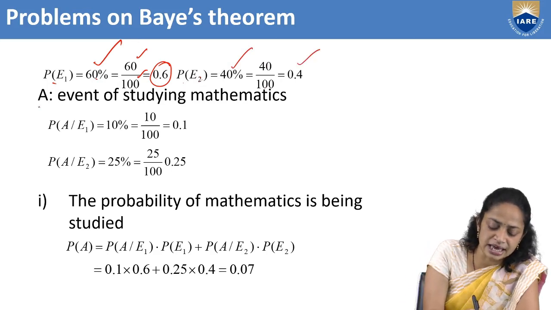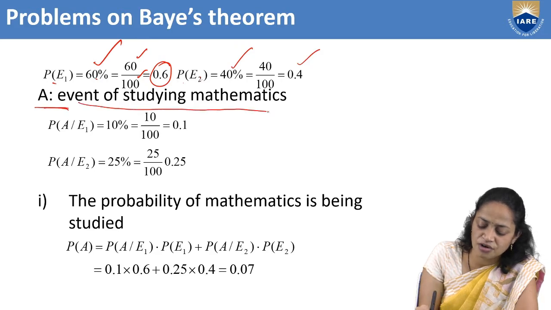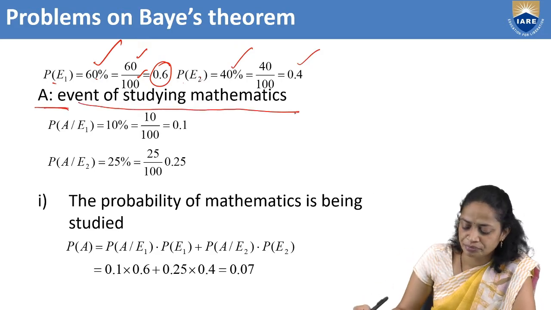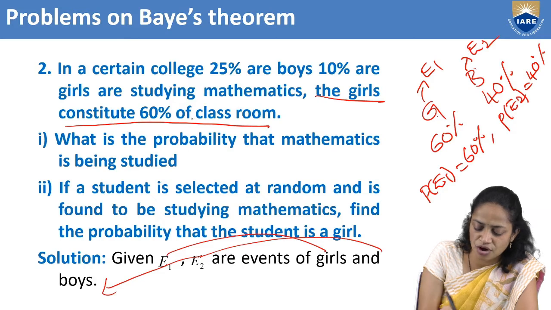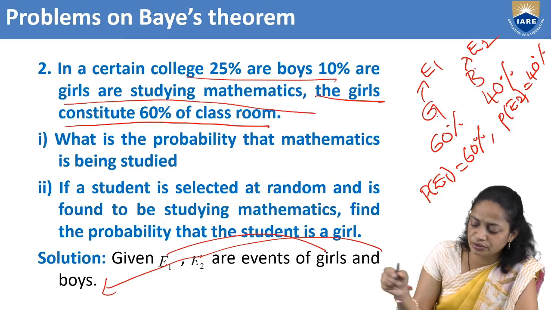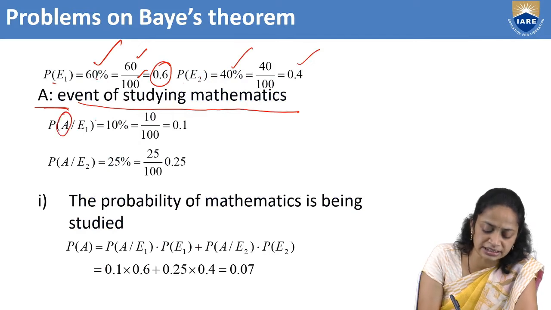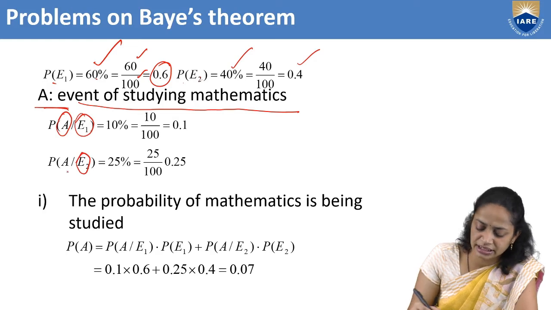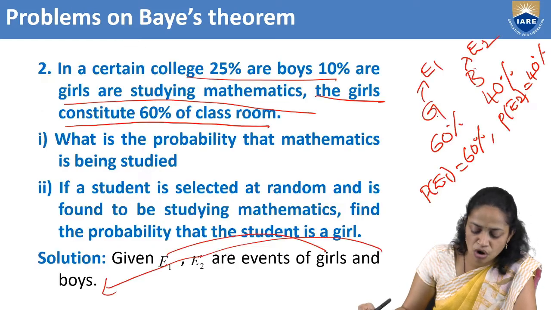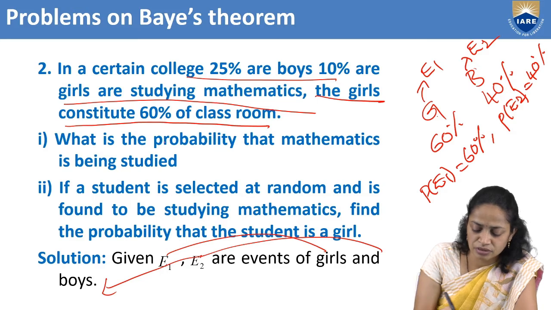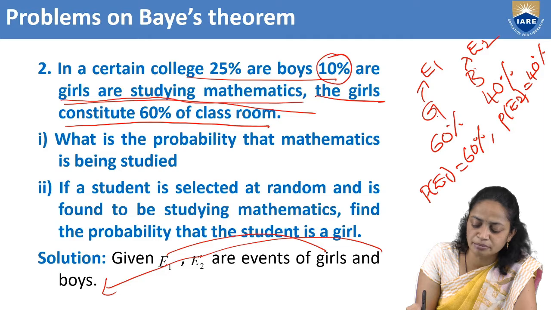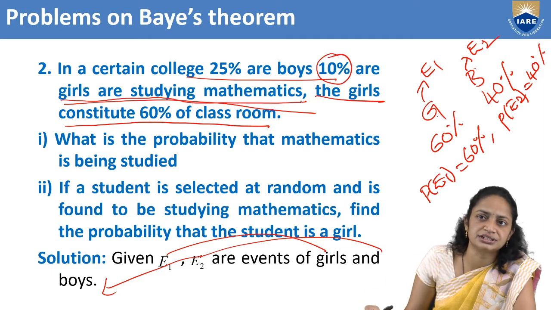So let us consider A is an event of studying mathematics. For girls, we need to find the event of mathematics for girls and for boys. So how many are there? The girls, 10% of girls are studying mathematics.